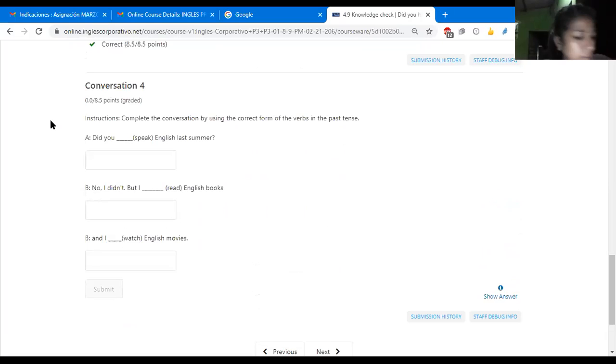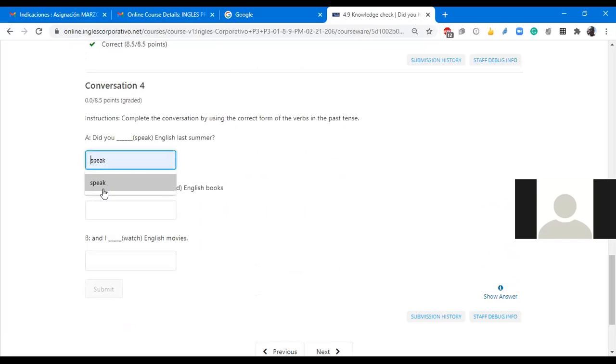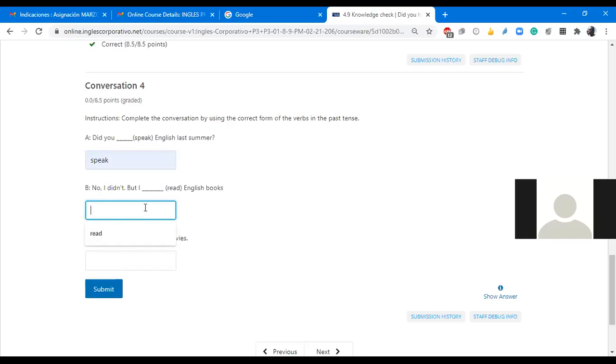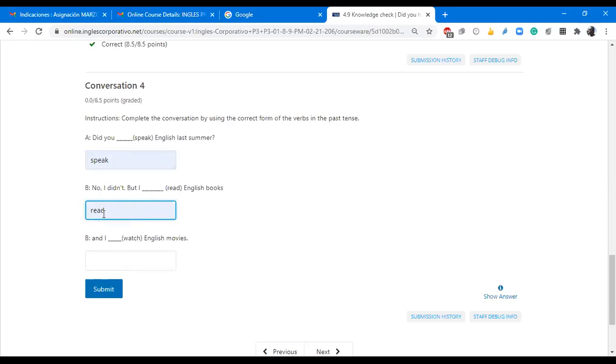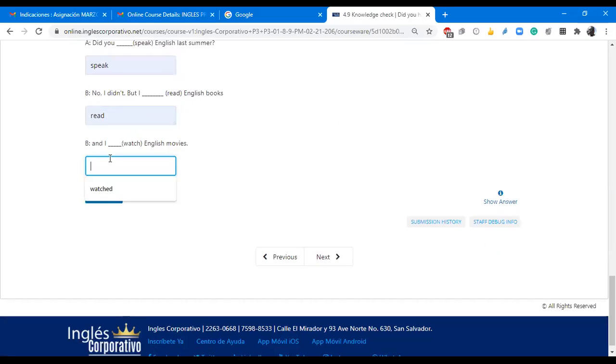Speak. Did you speak? Yes. The next one? Read. Okay. It says, no, I didn't, but I read. Read. Only the pronunciation is different in the past tense. But the spelling, okay, la ortografía, is the same, right? Spell, read, read. And I watched. Okay, say I watched. This is the other one.